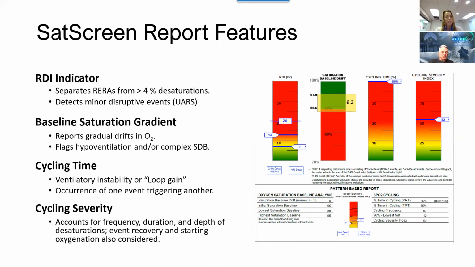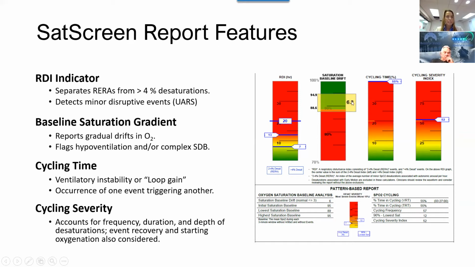So the first indicator we look at here is the RDI. We have the 2 to 4% desaturations on the left side. We have our more severe events, or major events, known as the greater than 4% desaturations on the right side, and the culmination of the two in the middle for a total RDI here. So in this example, we see 2 to 4% desats of 13, greater than 4% desats is 7, and then a total of 20 events per hour.